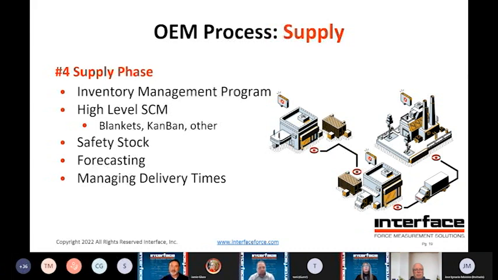And forecasting obviously needs to be communicated continuously for success, for being prepared for all this. And then obviously the supply chain management is most importantly for managing the delivery times to meet the customer's expectations. Okay, next.